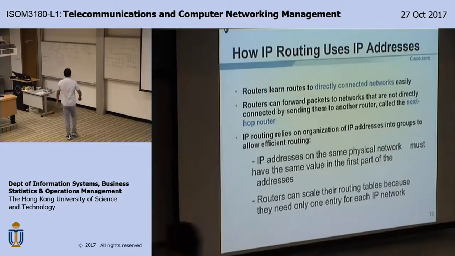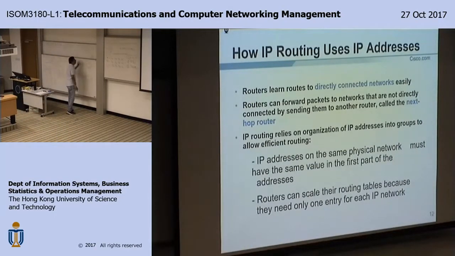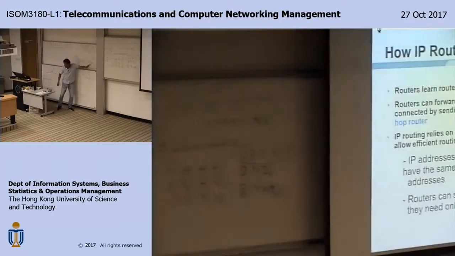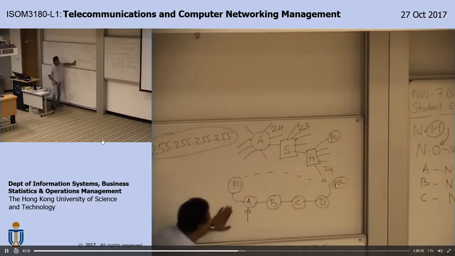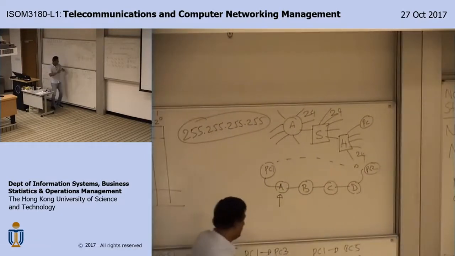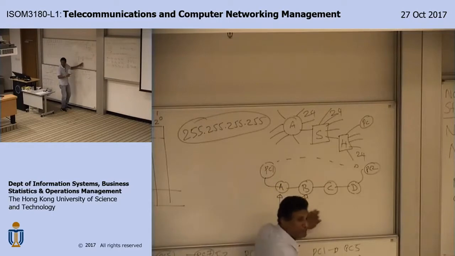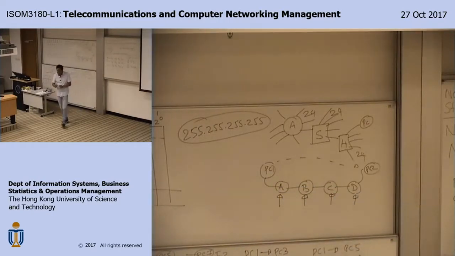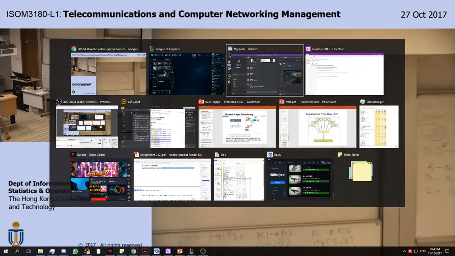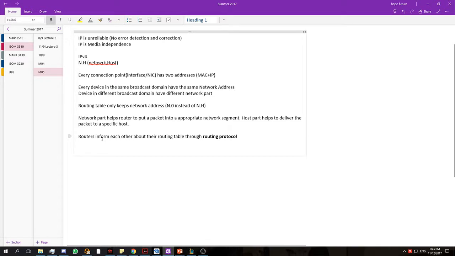Alright guys, now look at this diagram. We want to communicate from PC1 to PC2, right? And when we communicate from PC1 to PC2, which router will come first? A. When I am in A, what's the next hop? B. When I am in B, what's the next hop? C. When I am in C, what's the next hop? D, and no more next hop. I may go to many routers, but next hop means my immediate next hop. Okay, that's called next hop router.